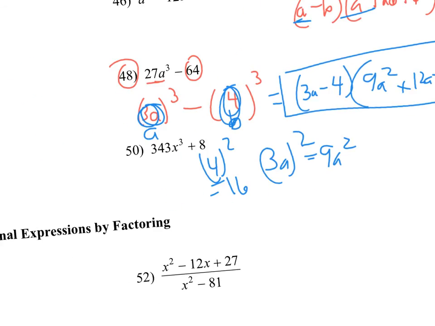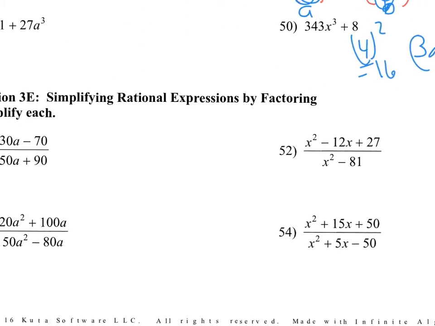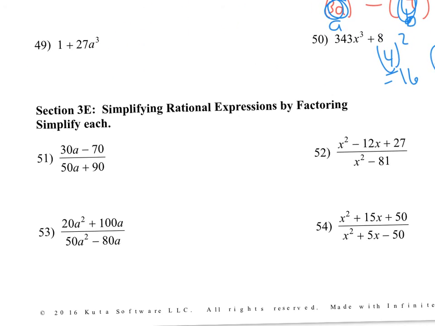Okay, let's go down to this last part of section 3 here, part E, simplifying rational expressions by factoring. A key thing on these is you have to factor first, and then see what factors cancel out. You must factor, because I get a lot of people, for instance on 52, who think they can cancel the x squareds. When there's more than one term, when they're binomials and trinomials, you can't do that.